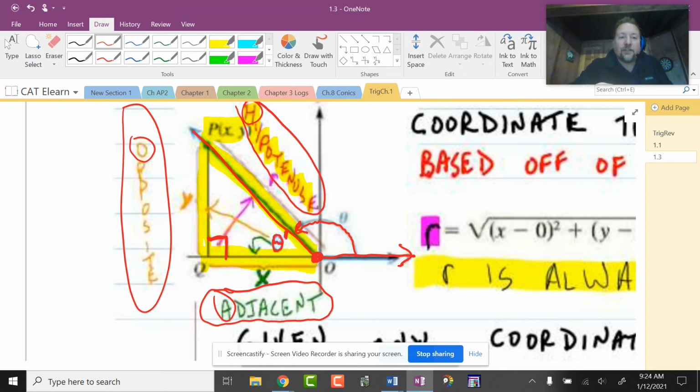Always notice something. If I move coordinately correctly, X first, then Y, and then snap back to the origin, always the opposite side is the Y coordinate. Always. The adjacent side is always the X coordinate in your moves. And then the hypotenuse shall now be called R.